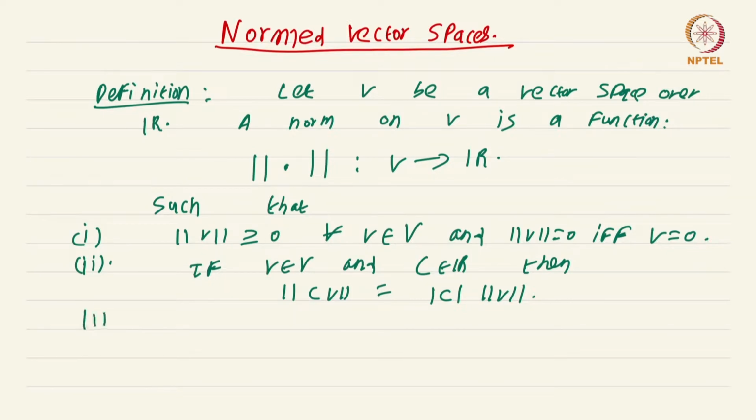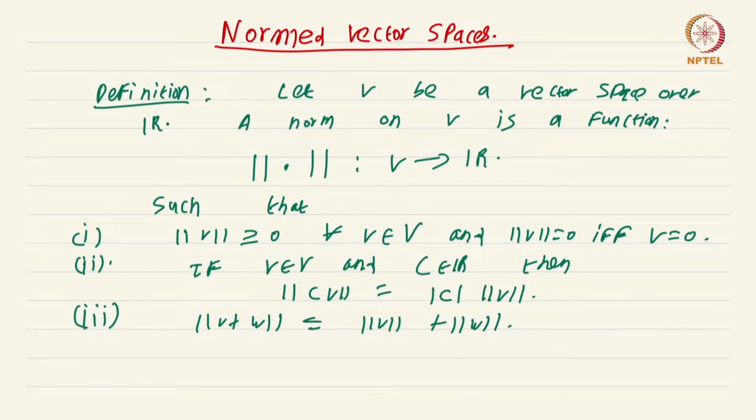Three is the triangle inequality. Norm of V plus W is less than or equal to norm V plus norm W. This captures the intuitive fact that we have in the vector space R2 and the usual distance that you have in R2, that the sum of the lengths of two sides of a triangle always exceeds the third side.